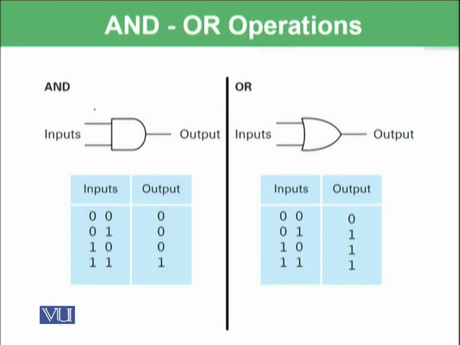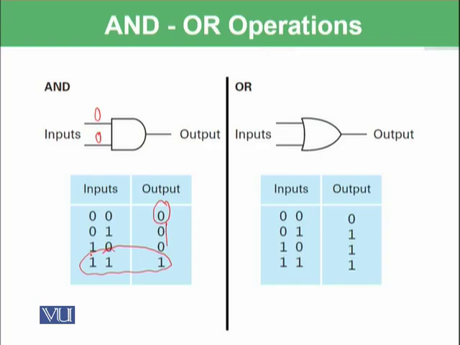So in the AND Boolean operation, we have 2 inputs. For example, 0, 0. If both inputs are 0, you will receive an output of 0. If either of the inputs is 0, you will receive again 0. And if both of the inputs are 1, then you will get your output as 1.